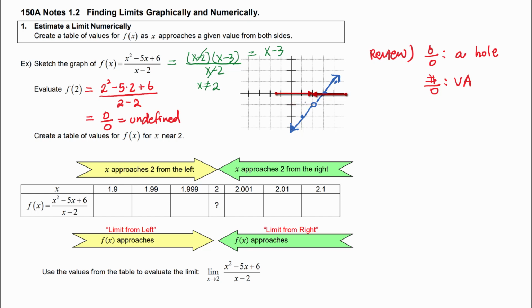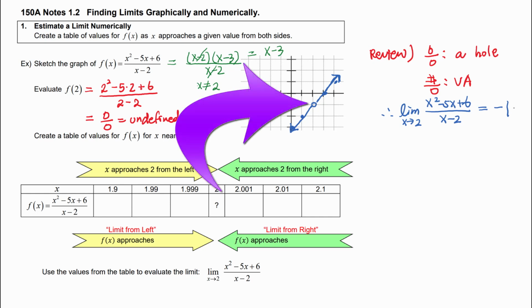And because from both sides of 2, the y values are trying to reach the same number, the limit does exist, and we say the limit as x approaches 2 of f of x, which is x squared minus 5x plus 6 over x minus 2, is equal to negative 1. This is how we answer this question. So graphically, we can find the limit, and the limit is negative 1.